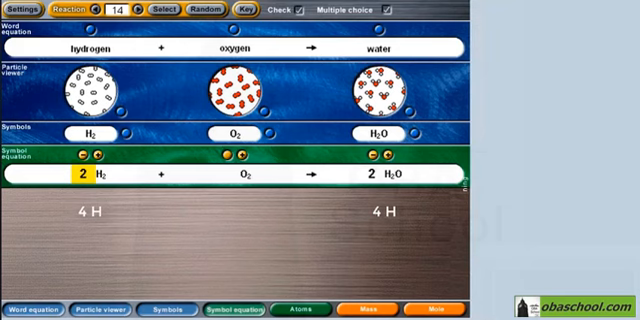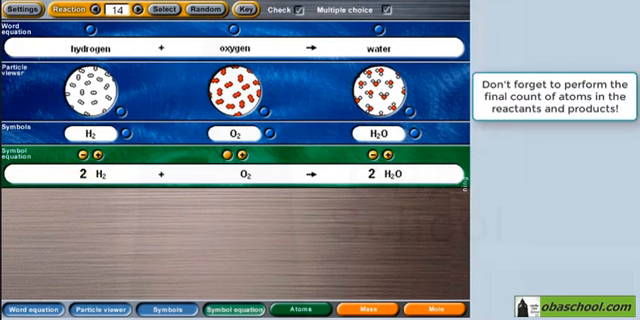After you finish balancing an equation, always count the number of atoms again to make sure that you have balanced it correctly.